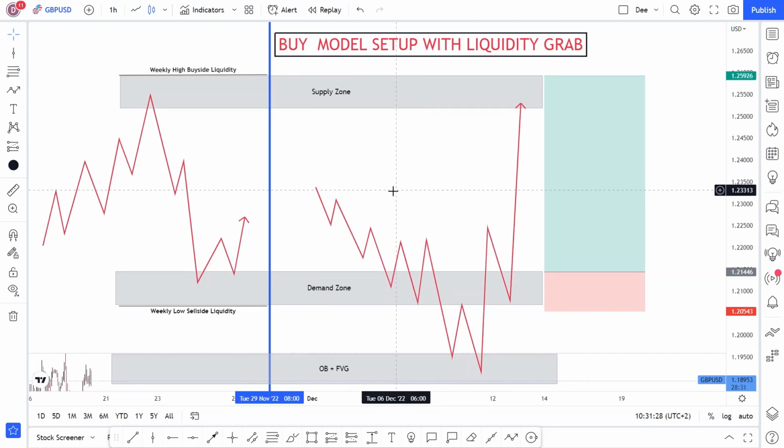The first thing that the market does when it gets to the demand zone or the weekly low, right?